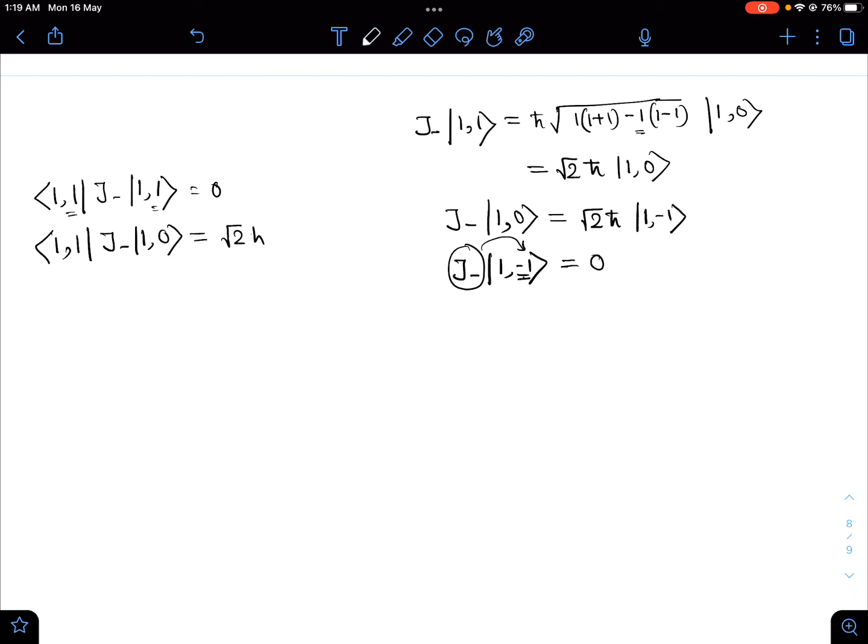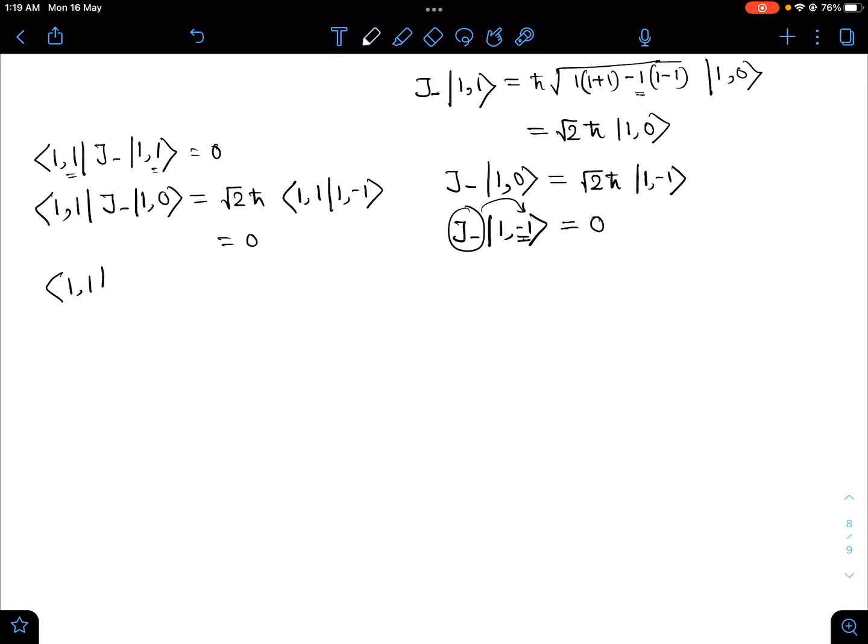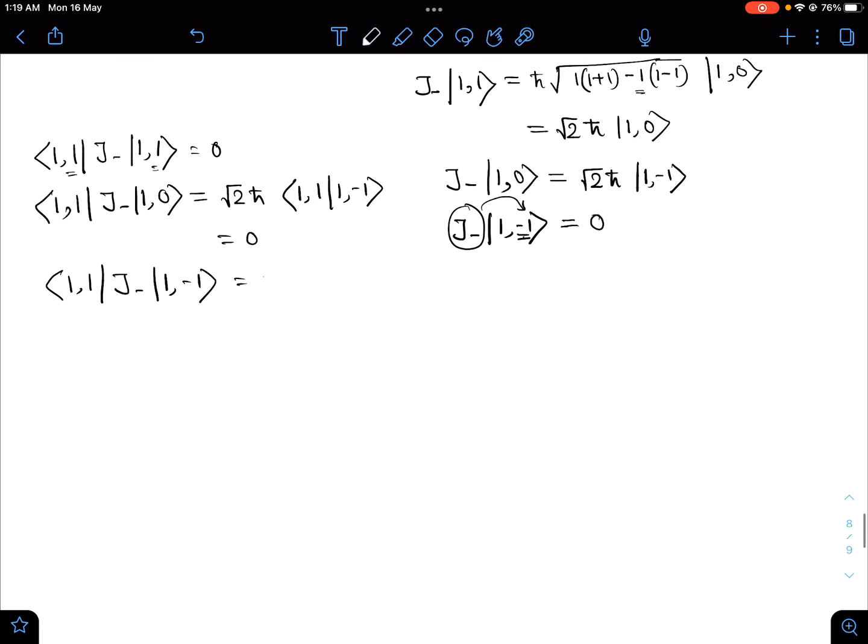So root 2 h bar, we have here 1 1, and here we have 1 minus 1. So this will also be 0. And what will be the third term on top of the first row? So this will be 0. So all the terms of the first row are 0.